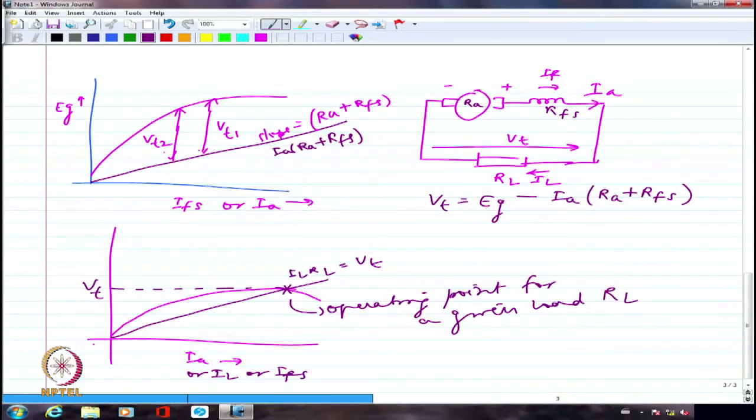If I have a different value of load resistance, maybe the load resistance is larger, let me call this RL1. If I have a different value, somewhat like this, where RL2 is the load resistance which is greater than RL1, the voltage happens to be much smaller. As I increase the load resistance further and further, or as I draw smaller and smaller current, I'm going to have less and less voltage as the operating voltage for my series generator.